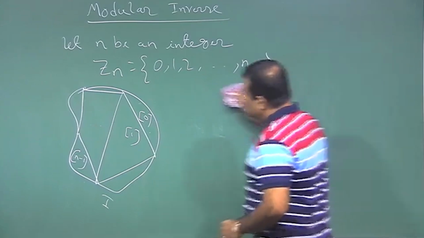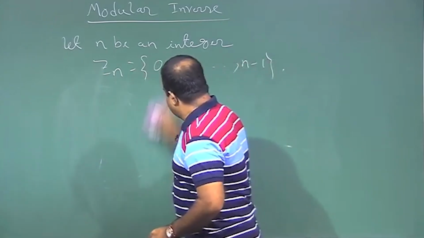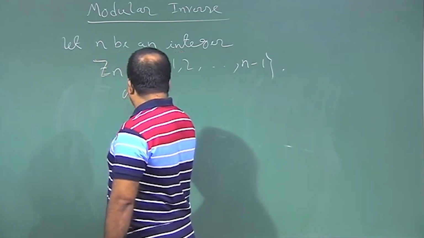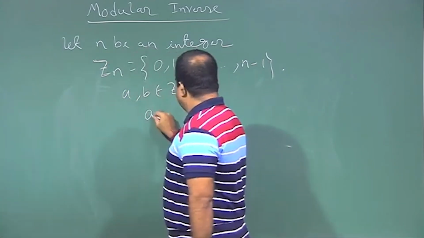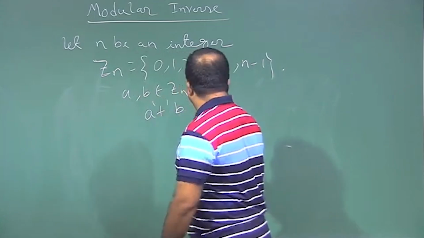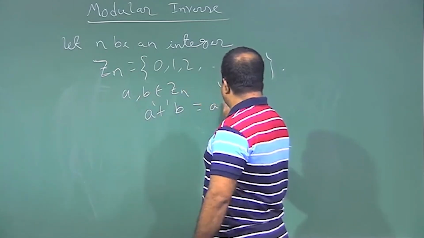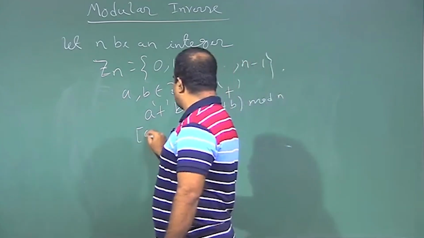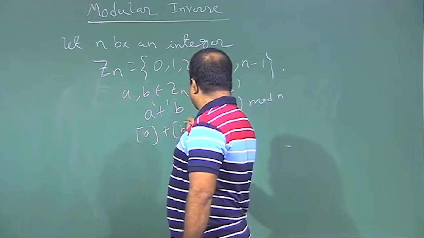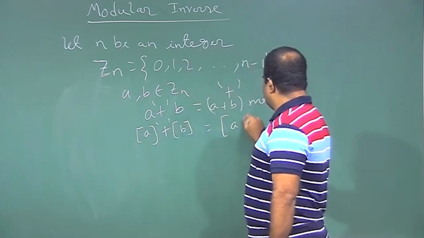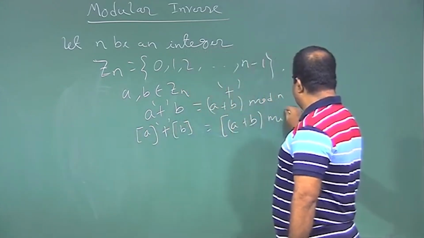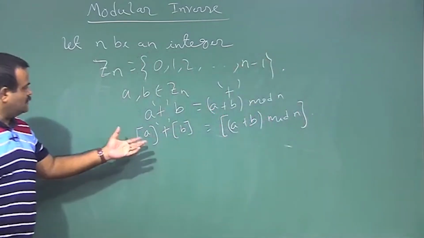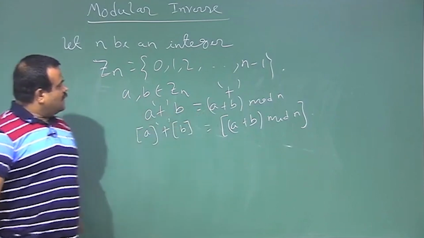If we take two elements from this Zn, we have seen how to define the operation. If we take two elements A and B from Zn, then this plus operation we have defined as A plus B mod n. Basically it is in box form, the box of A plus B mod n. Anyway, for simplicity we are not writing the box form, but this is the way we define the addition.